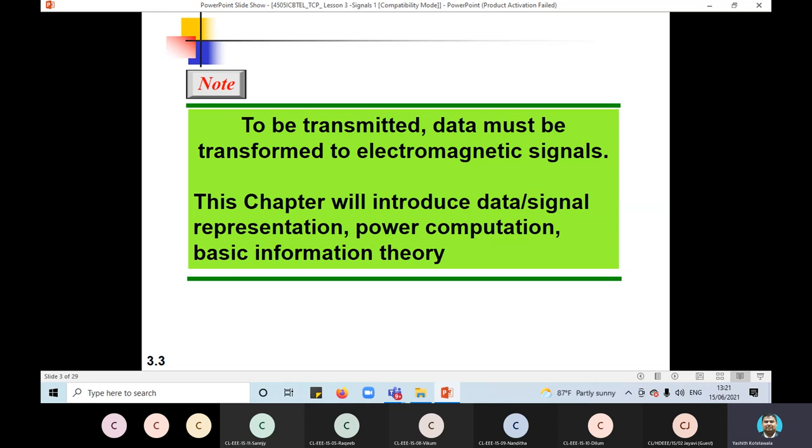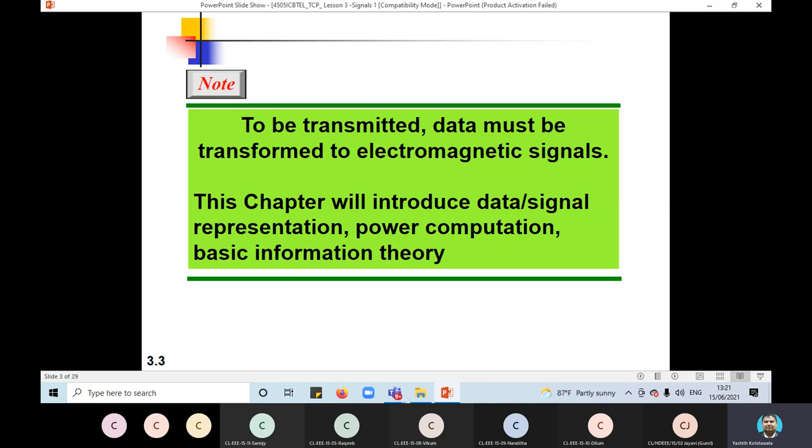So that is why we say, to be transmitted, whatever information you want to send from one point to another has to be transformed or converted to an electromagnetic signal.